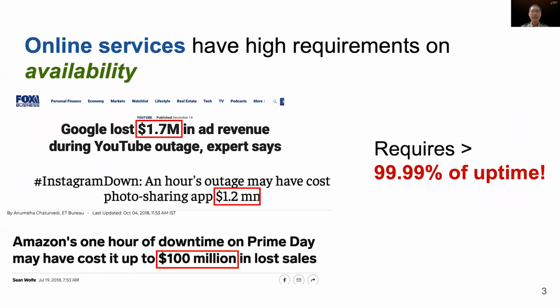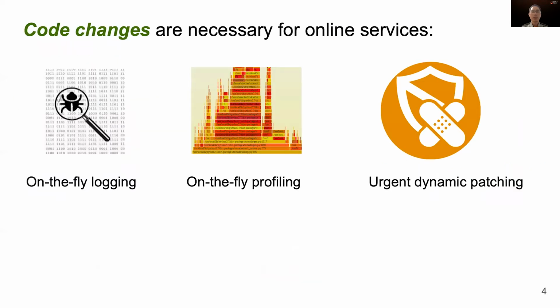These online services have high requirements on availability. A recent survey shows that four nines of uptime has become the minimum availability standard for most services. This news also shows that one hour of server downtime can cost millions of dollars. However, high availability becomes challenging when there are code changes to apply to systems, and these code changes are necessary.